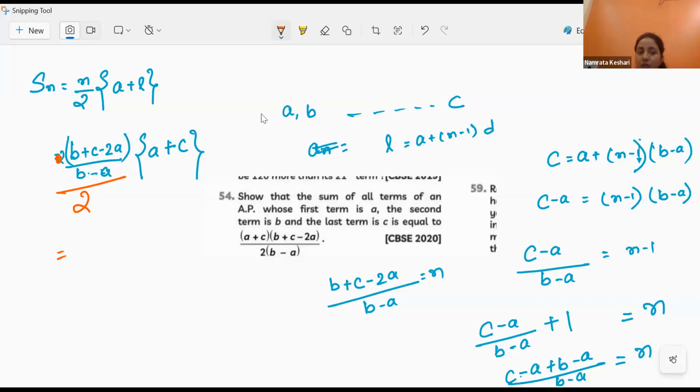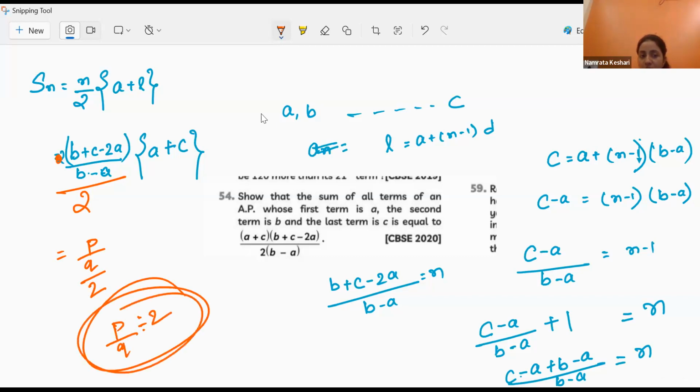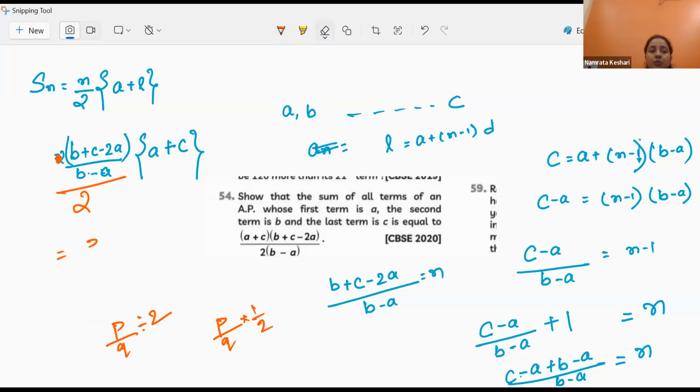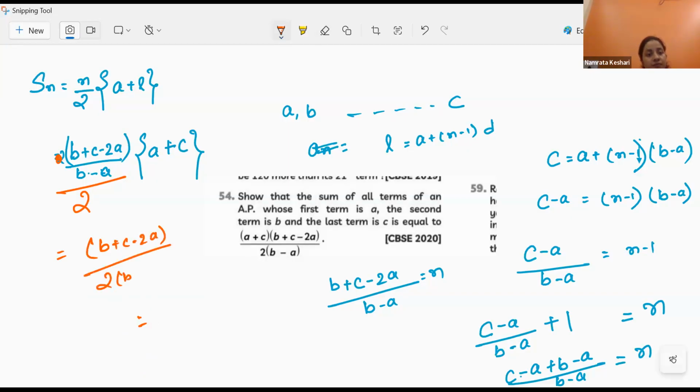When you do the reciprocal, you have P by Q divided by 2. That means P by Q into 1 by 2. Getting it? 2 will be in the denominator, not in the numerator. Oh, yes, ma'am. So our 2 is in the denominator, not in the numerator, and hence we are done with the proof. Clear? Yes, ma'am. Clear. Okay, let's take a few more questions.